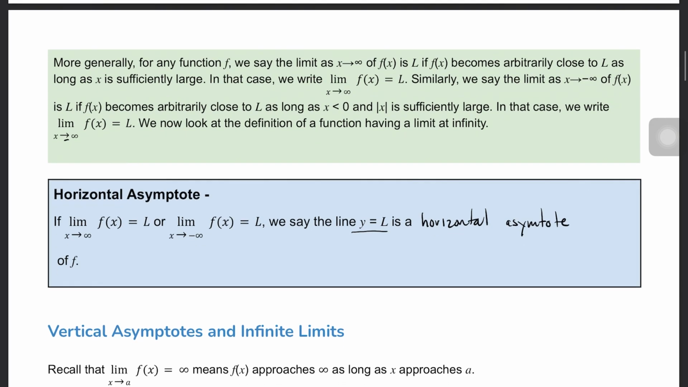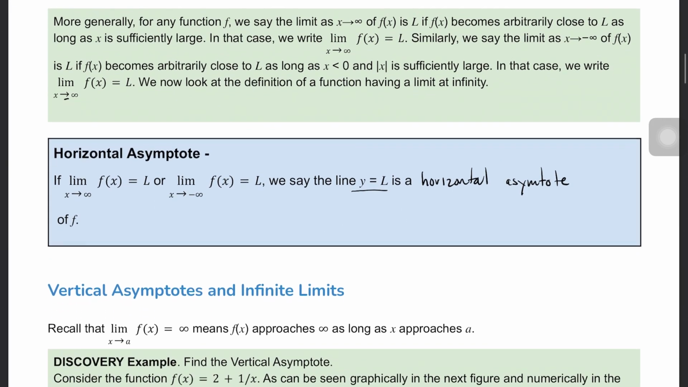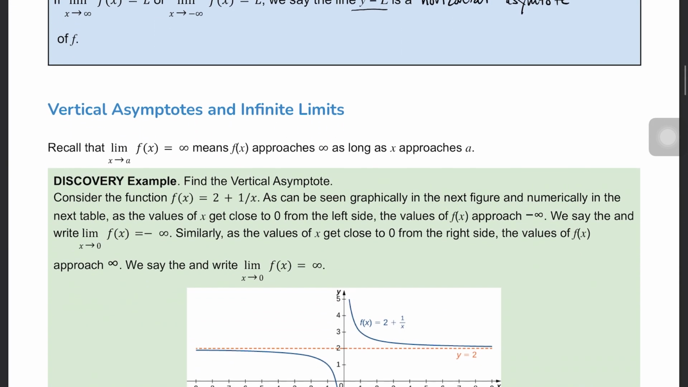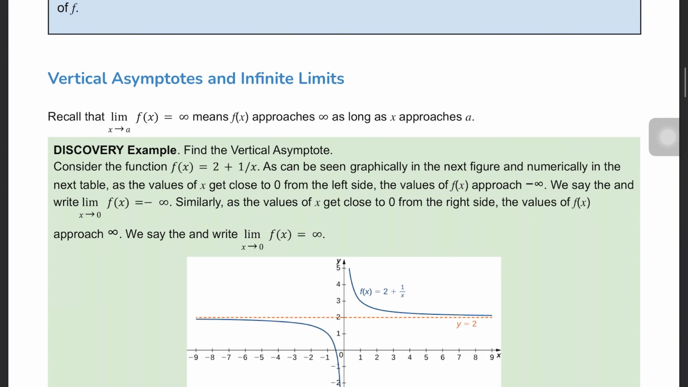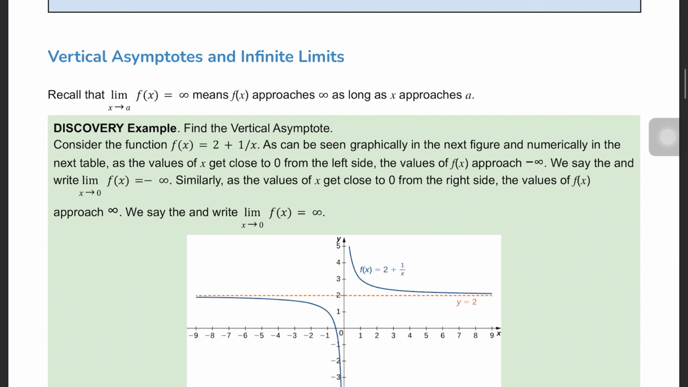All right. So with the same idea, we're going to define the vertical asymptote. Let's recall that f of x, the same idea, the limit of f of x can approach infinity as x goes to a. It would mean that f is approaching infinity as long as x approaches a.